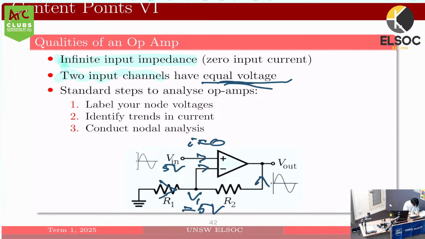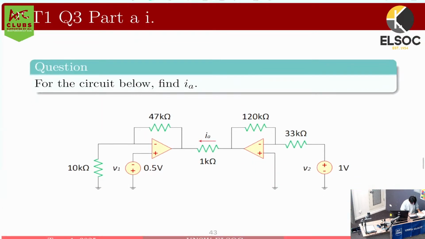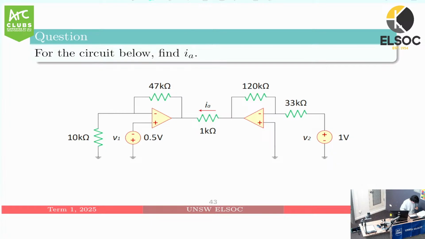First, label your nodal voltages, so where there's an input and output, put them as the same, and identify the trends in the current, so know where the current is equal to each other. And then all you have to do is do your nodal. Okay? Let's look at an example.